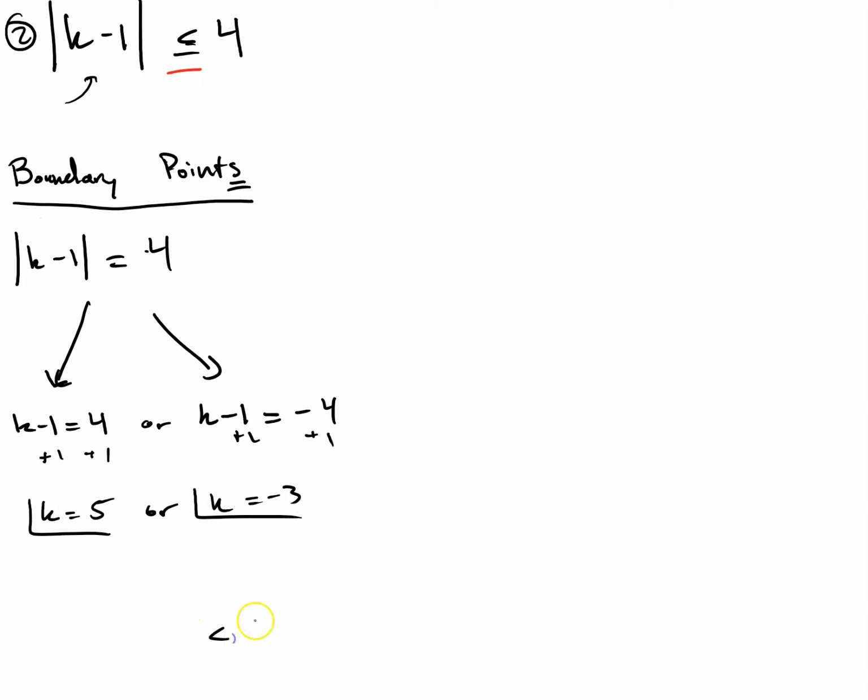Thinking ahead, let's look at our number line. We have 0 in the middle. Here's negative 3.